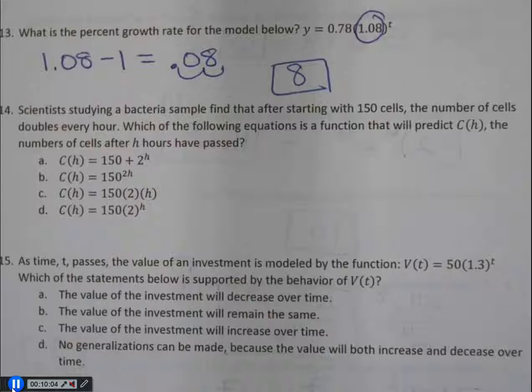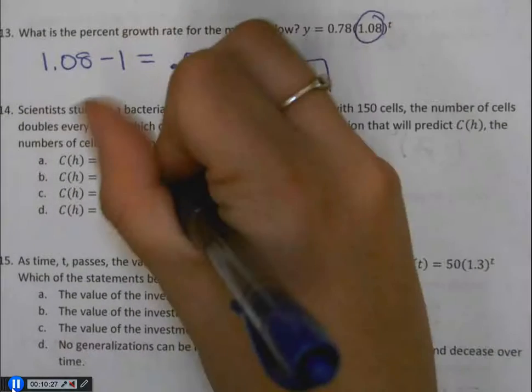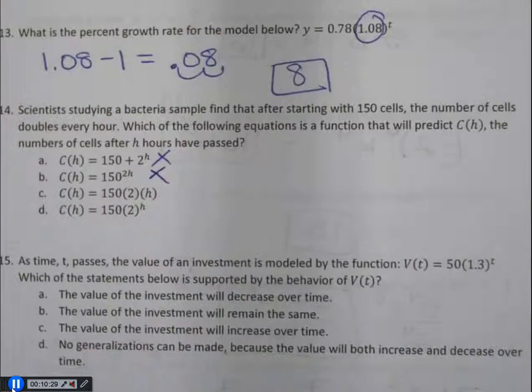Okay. Number 14 is talking about scientists. Not second. Scientists looking at bacteria. They start with 150, and the number doubles every hour. So it wants me to find the expression that matches that. So because it's doubling, I know I have to be multiplying by 2. So I know it's not my first 2 choices. D? Yeah.